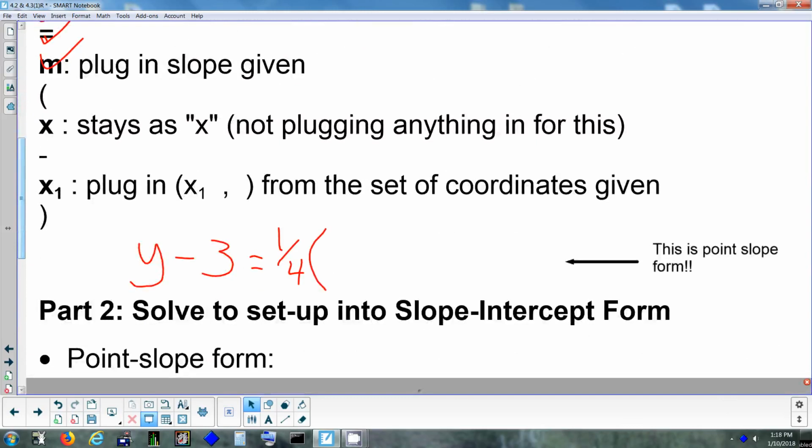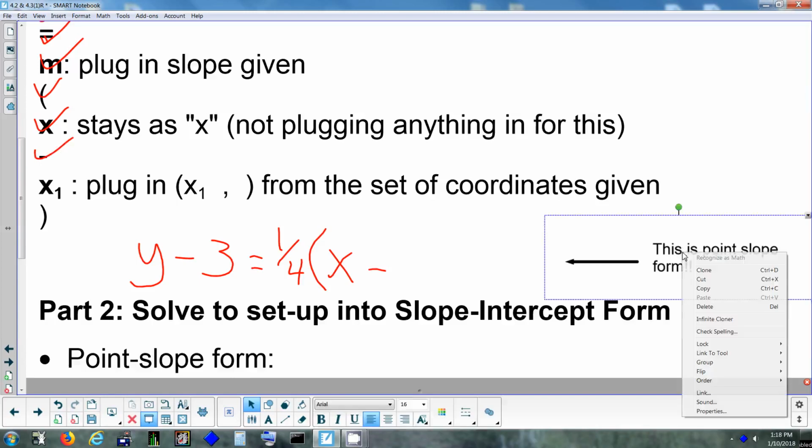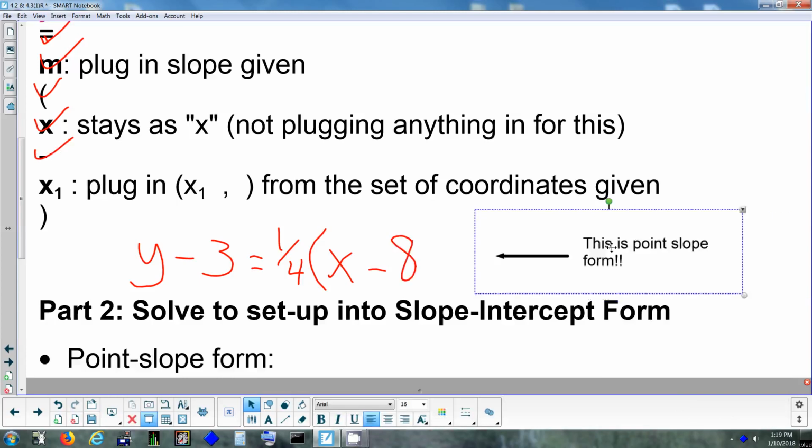Parentheses. I'm going to start my parentheses. All right. After that, what do I put? Someone tell me about raising their hand. X. And then like X just said, he said minus, and then he said X1. What's our X1? What's the X1, Savannah? The X1 is 8. Very good. And what's the last thing I have to do to finish it off?